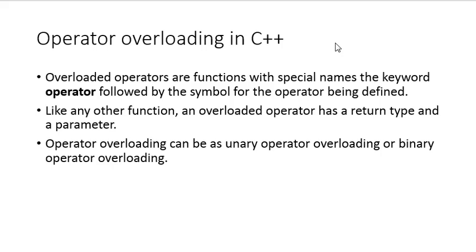Like any other function, an overloaded operator has a return type and parameters. Operator overloading can be unary operator overloading or binary operator overloading, so these are the two types. For example, you can increment or decrement a number, or add two numbers, using the operators we already use in our mathematical equations. So you can use any operator in the program.